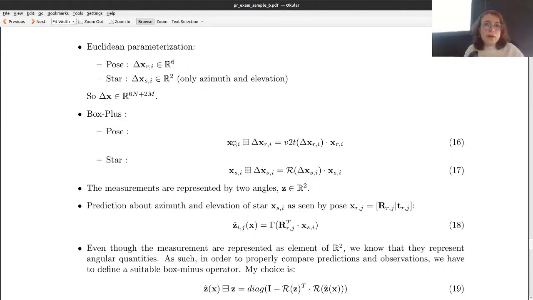Now, as usual, once you define the manifold, you also need to define a Euclidean parametrization for it. The Euclidean parametrization for SE3 is the usual one, R6. While a possible Euclidean parametrization for the unit sphere manifold is R2, because we have an azimuth and an elevation angle. So the perturbation as a whole will be as large as 6n, because n is the number of poses, plus 2m, because m is the number of stars.